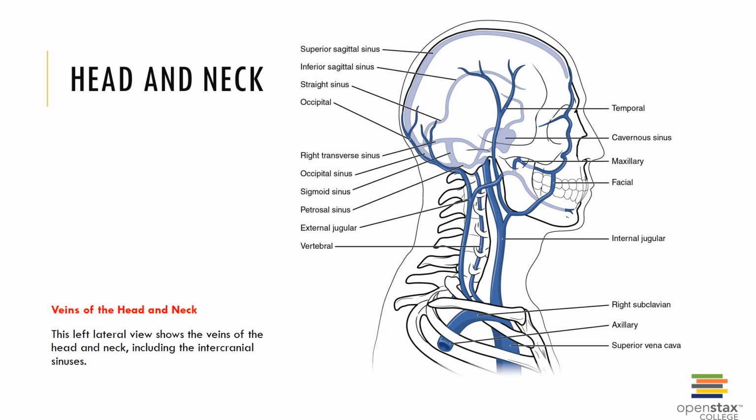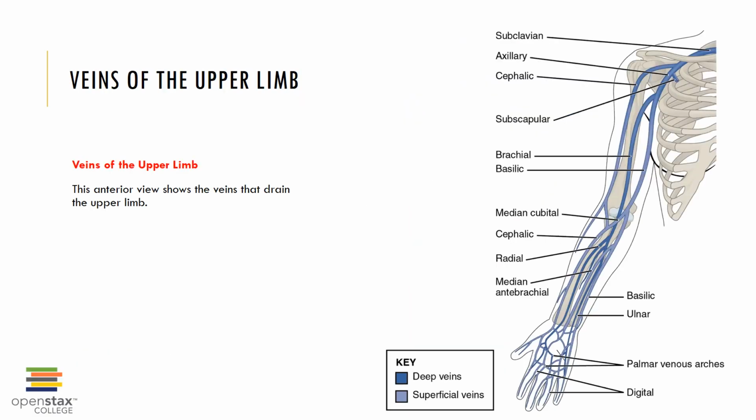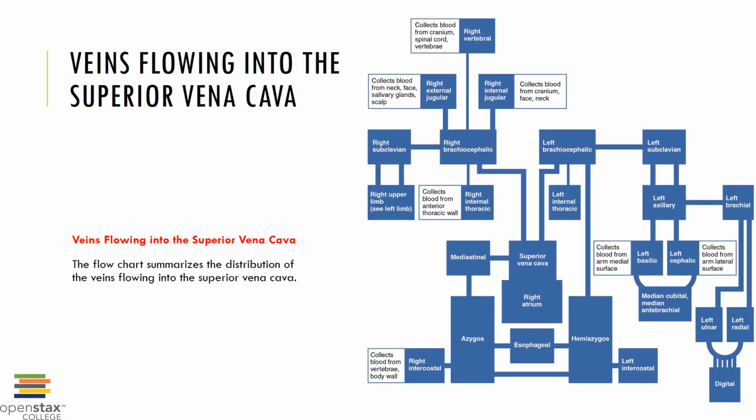The head and neck is shown here. Veins of the upper limb are shown here. And also one thing to note, the slide key does depict which of those vessels are deep and or superficial. A flow chart showing the veins that flow into the superior vena cava. So the major vessels.